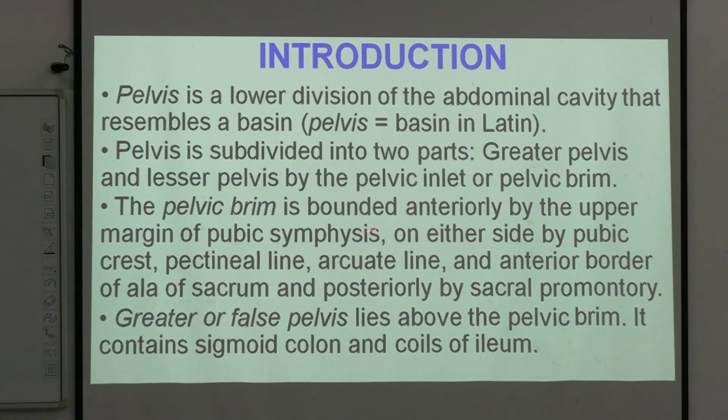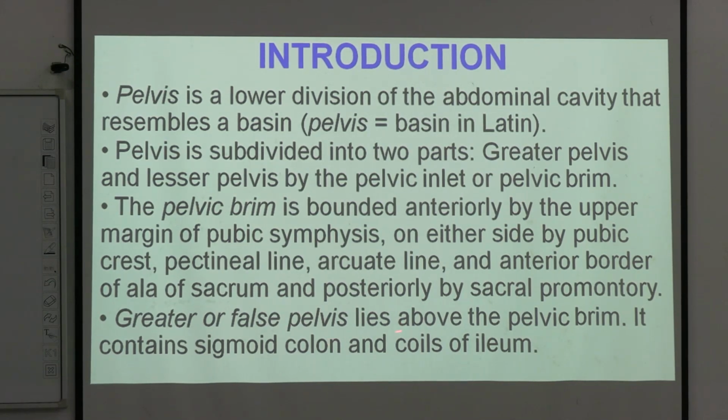So the pelvic brim is bounded anteriorly. This is very frequently asked in your viva in the bones table: describe the pelvic brim. The pelvic brim is bounded anteriorly by the upper margin of the pubic symphysis, on either side by the pubic crest, pectineal line, arcuate line and anterior border of the ala of the sacrum, and posteriorly by the sacral promontory. So all these structures are forming the pelvic brim.